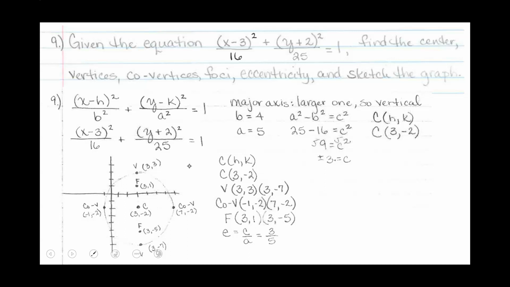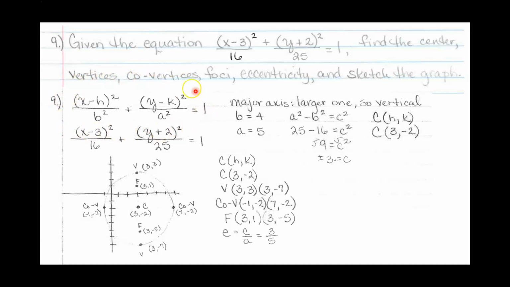All right, then for number 9, here's another one like that. So for number 9, again, the way I know what my major axis is, it's the larger one. So you can see 25 is bigger than 16. So that 25 is with y. So that means the major axis is going to be vertical. All right, so I'm going to go on my formula sheet and I'm going to grab the equation for major axis vertical.